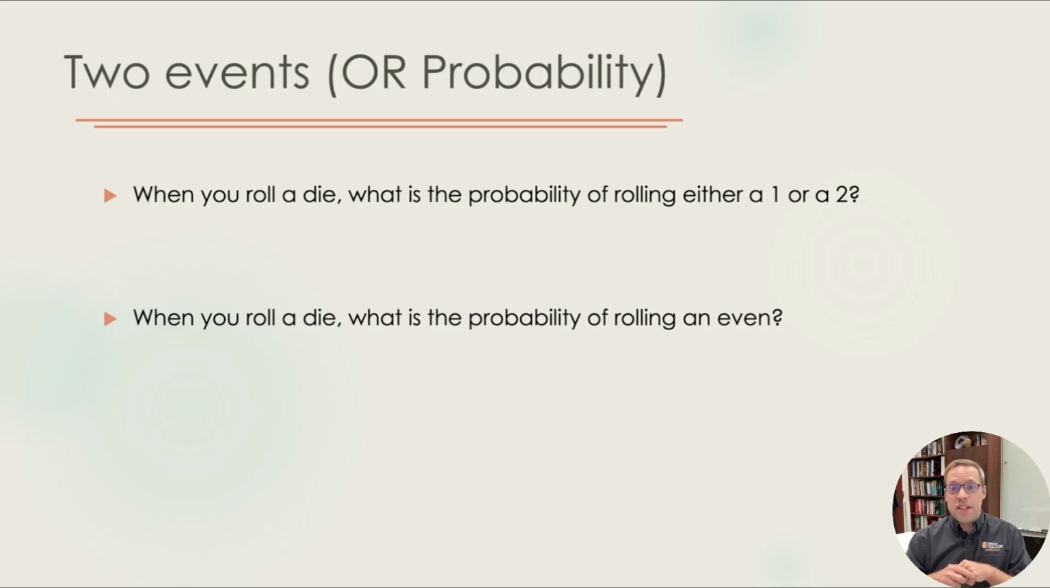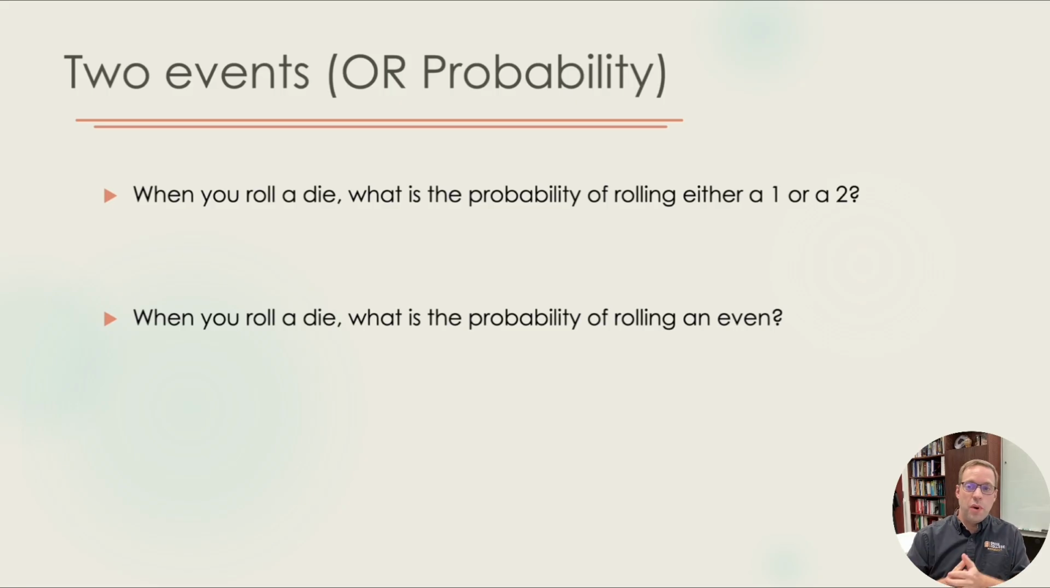When you roll a die, what is the probability of rolling either a 1 or a 2? And when you roll a die, what's the probability of rolling an even? Now, these may look familiar. We talked about them back in lesson 9 when we were talking about probability. But I want to revisit them because the way we solved it back then in lesson 9 is essentially how we do or probabilities. So take a second, apply what we learned about or probabilities, and see if you can answer these two questions. Go ahead and pause the video.